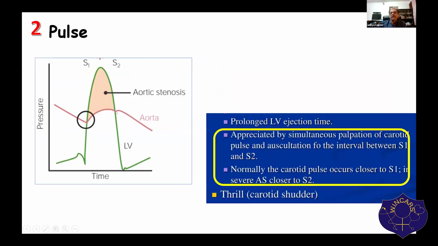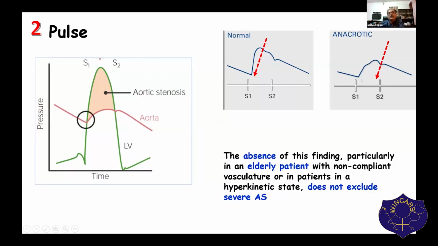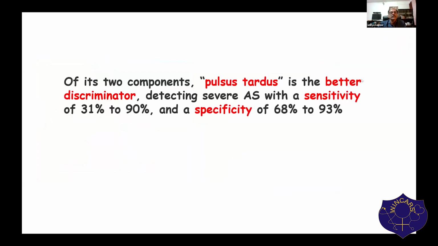This is a good algorithm which we used to learn when we were in the DM training as well. Normally the carotid pulse occurs closer to S1. So you see over here, the peak is closer to S1. In anacrotic, because of the delay, it is closer to S2. So this is again a good cartoon to remember. And sometimes, of course, we all know that in the elderly, this sign may be absent. But again, by and large, an anacrotic or slow rising pulse tells you that the aortic stenosis is severe.